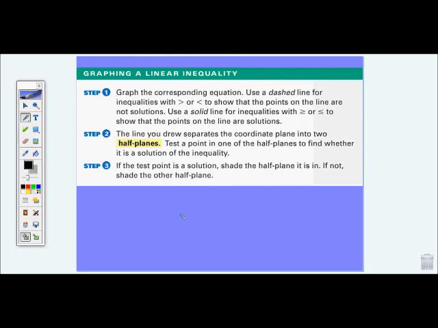Here are the steps of graphing a linear inequality. You'll notice you have a new term about planes because you will be using the full grid and not just a number line. And you will be shading appropriately with that.